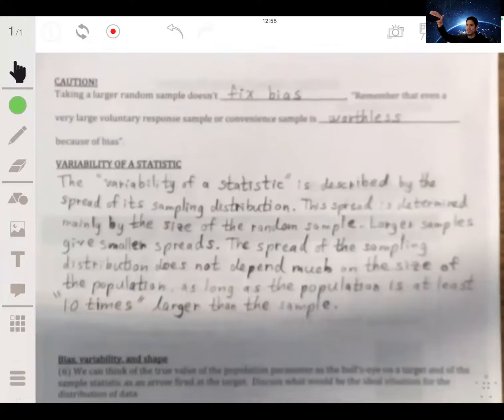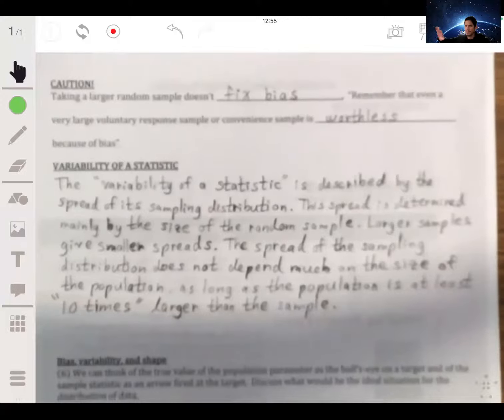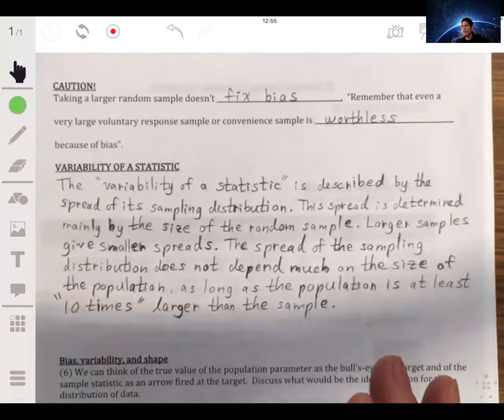But before that, let's make sure we understand that just because you have a large sample, it's not going to take care of issues like bias. So make sure that you still conduct your study appropriately. Make sure you use the correct random sampling methods. Because if you have a voluntary response sample, just because it's big doesn't mean that data is going to be useful. The sample we could say is worthless because of bias.